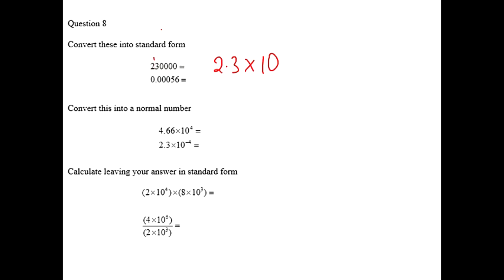To do this, you draw a line after the first digit and then count up how many numbers there are. 1, 2, 3, 4, 5. So it's to the power 5.